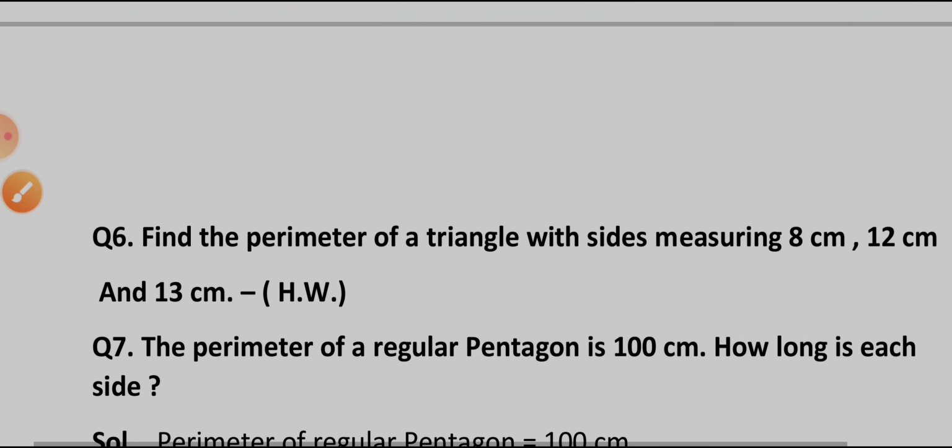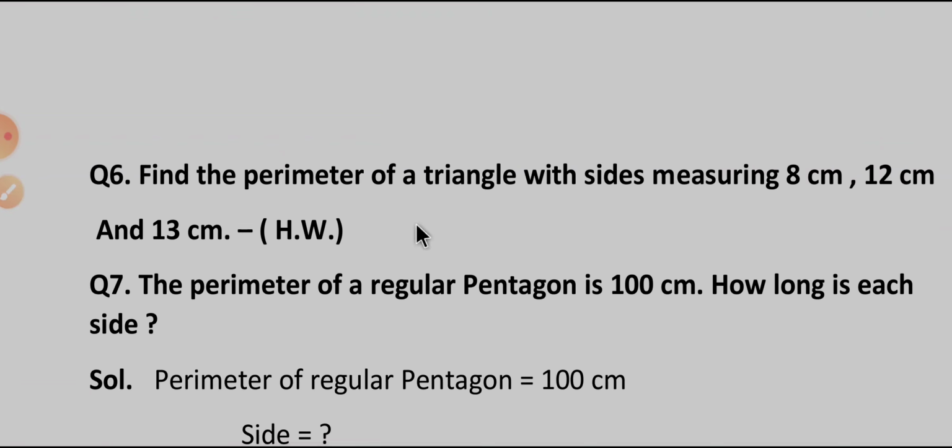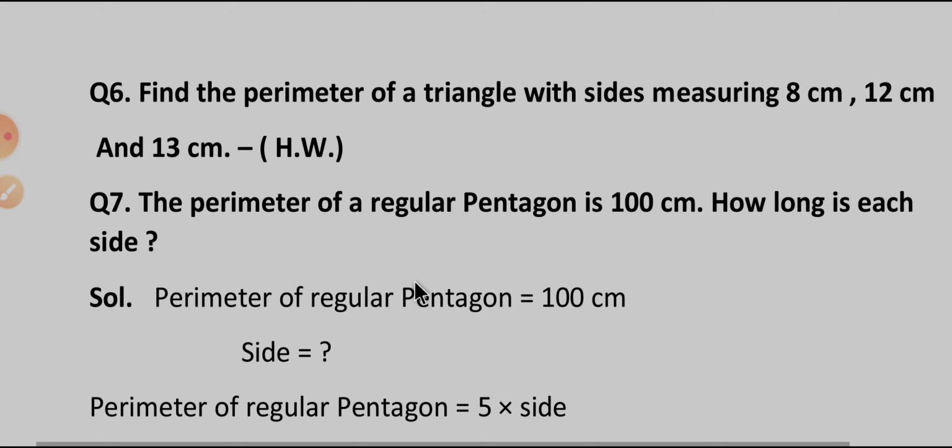Find the perimeter of a triangle with sides measuring 8 cm, 12 cm, 13 cm. Here in this question you can see that the triangle's perimeter means the sum of all the sides, so add all the sides here. Then see question number 7.